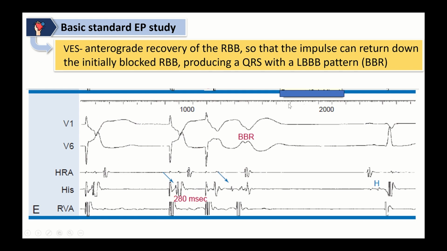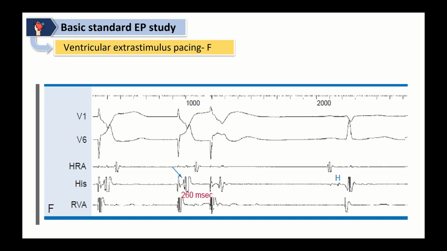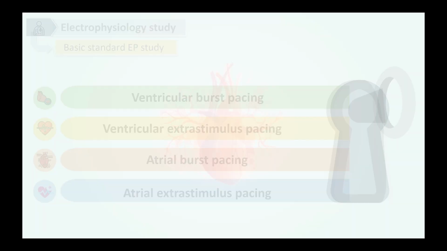Then after this, what happened? We give the SC2 extra stimulus at 280 milliseconds. What happened? Antegrade recovery of right bundle branch block, so the impulse can return down the initially blocked right bundle branch. It came down again through the right bundle, producing the QRS complex with a typical left bundle pattern. And finally, we can appreciate SC2 at 260 milliseconds.